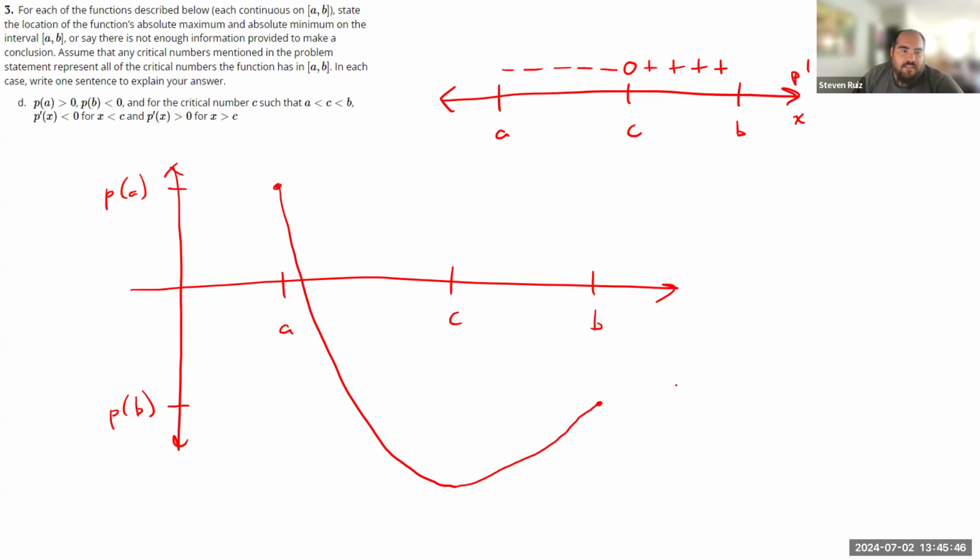So let me convince you that I've done all these things. P of A is positive, yes. P of B is negative, yes. Critical number C. This looks like a critical number, right? So this is P of C, and it's a relative minimum. Does my function decrease from A to C? Yep. Does my function increase from C to B? Yes. So because of this, I have an absolute max at P of A and an absolute min at P of C, and P of B has to be somewhere in between them, because P of B cannot possibly be as big as P of A, since it's negative. And I think that's it.